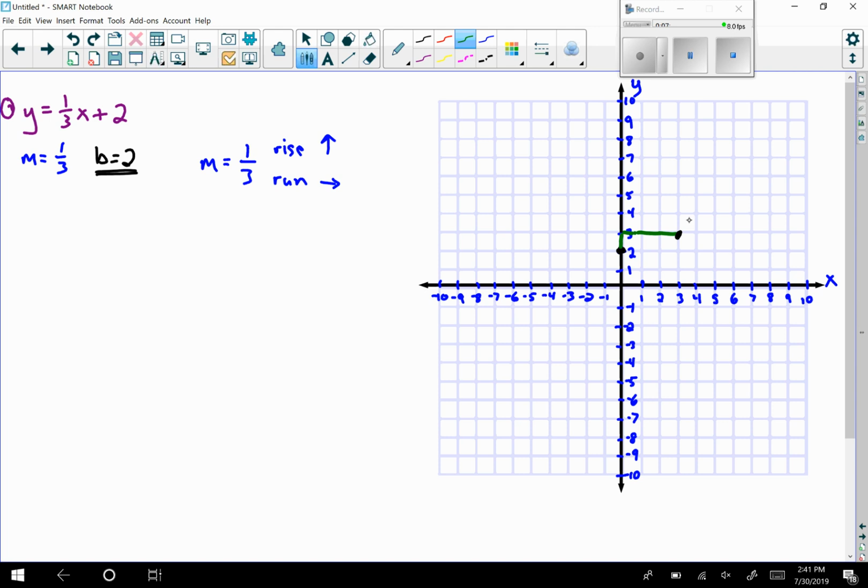I'm going to repeat it one more time. I'm going to go up 1 and then over 3. I'm even going to put arrows here. So I'm going up 1 and then over 3. And then that's where my next point is going to go.